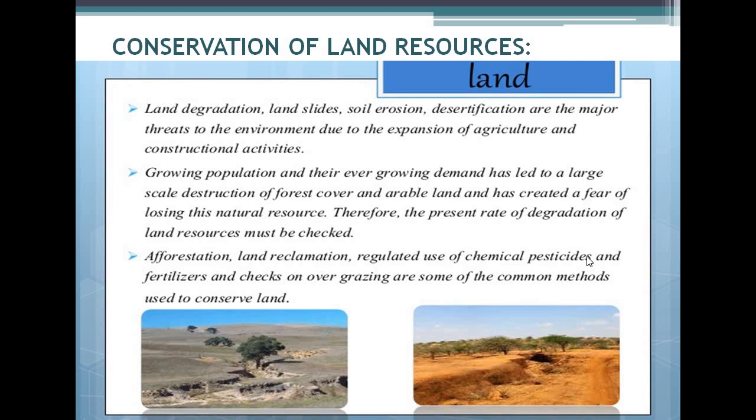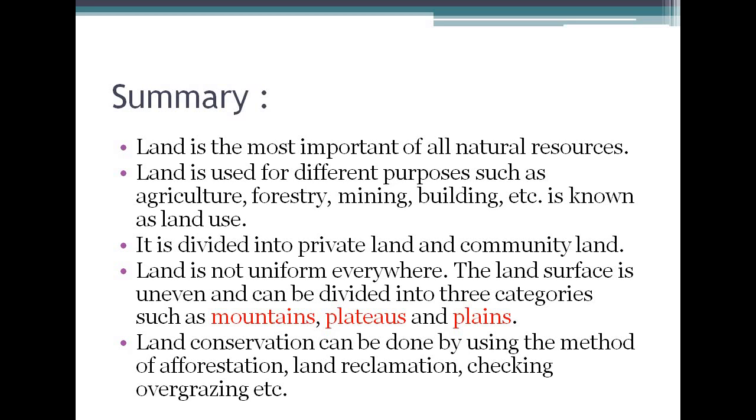And afforestation, land reclamation, regulated use of chemical pesticides and fertilizers, and checks on overgrazing are some of the common methods used to conserve land. So what are the ways through which we can conserve the land resources? Afforestation, land reclamation, then regulated use of chemical pesticides and fertilizers. It means using the chemical pesticides and fertilizers in a proper way, and also we should check the overgrazing of animals. So in this way we can conserve the land resources.